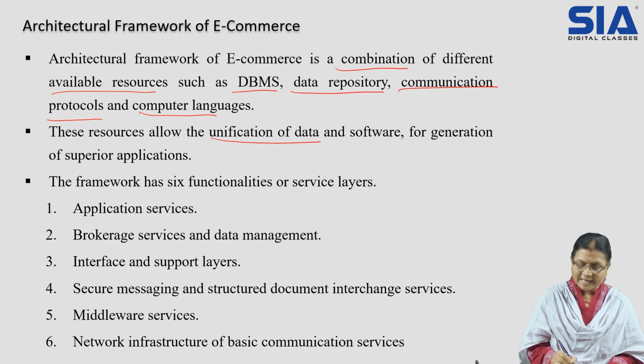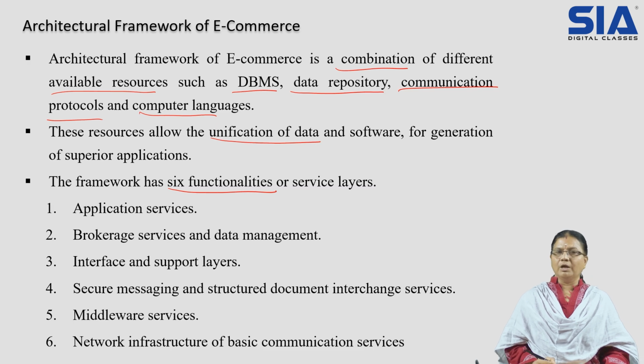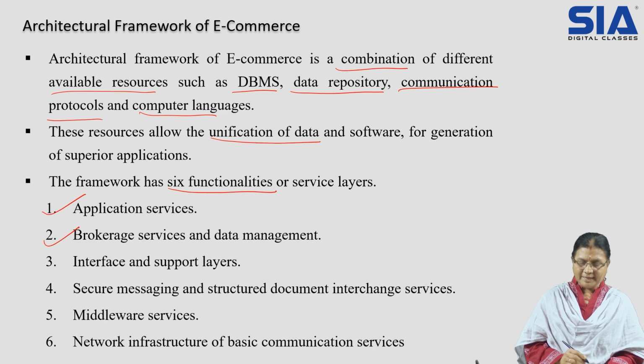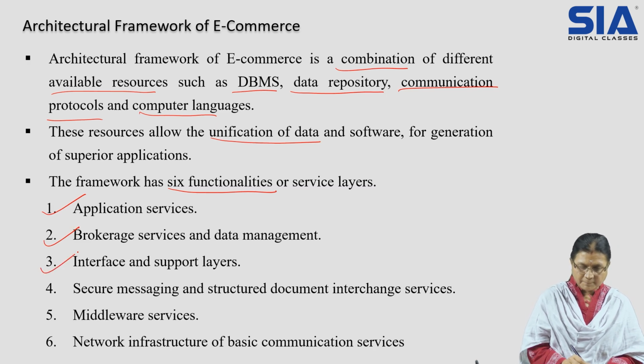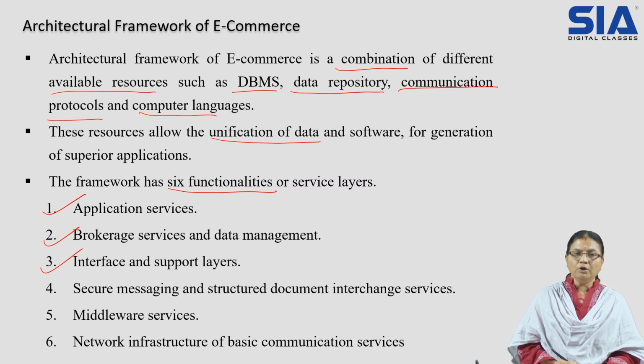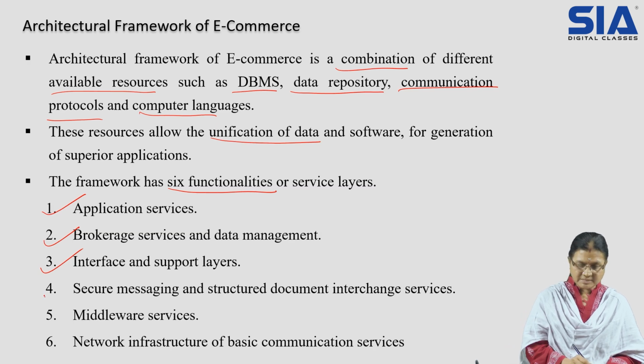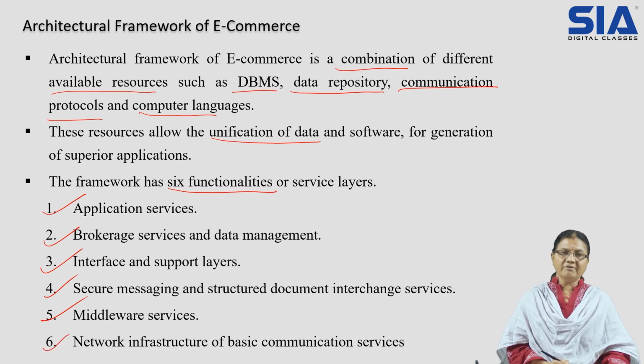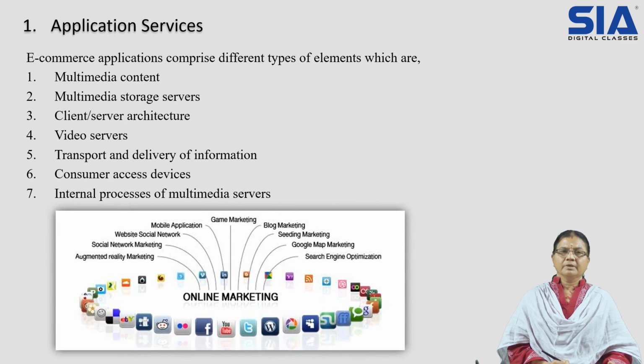The framework has 6 functionalities, or service layers as we also call them. First one is application services, then brokerage services and data management, then interface and support layers, and secure messaging and structured document interchange services, middleware services, then network infrastructure of basic communication services. Let us try to understand them one by one in detail.